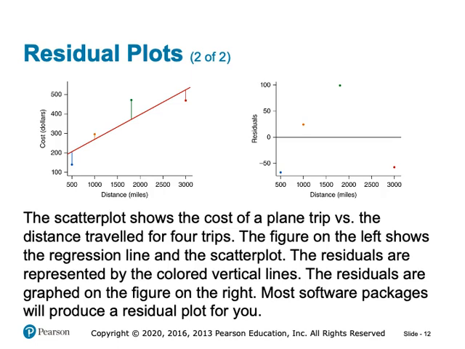On the right side of the slide, the residuals are plotted directly against the distance traveled, creating a residual plot. Here, the residuals are represented as individual points, with their distance from the horizontal axis indicating how much the actual cost deviates from the predicted cost. The horizontal axis represents the predictor variable, in this case, the distance traveled. What this residual plot tells us is crucial.